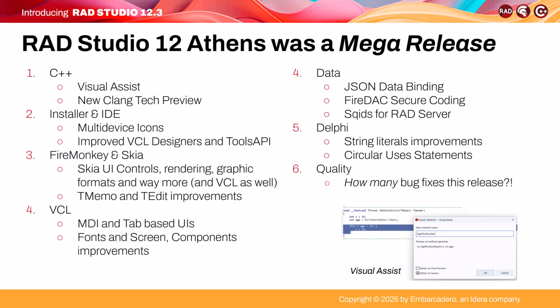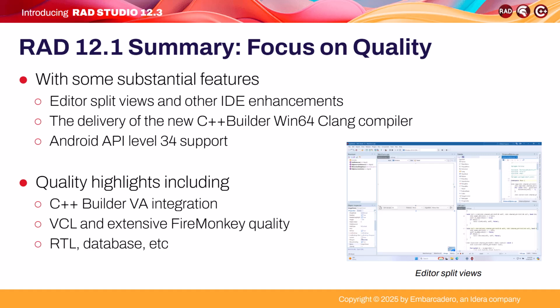And another theme for RAD Studio 12 was quality. We addressed many publicly reported and privately discovered issues and bug fixes and quality elements throughout the product. It's one of the things we set out to aim to do with version 12. It's one of our main themes, and we addressed lots and lots of bug fixes just in 12.0. And we didn't stop there, because in 12.1 we doubled down again on quality.